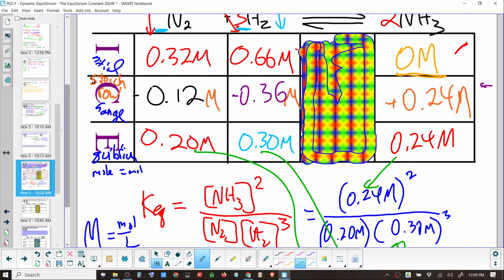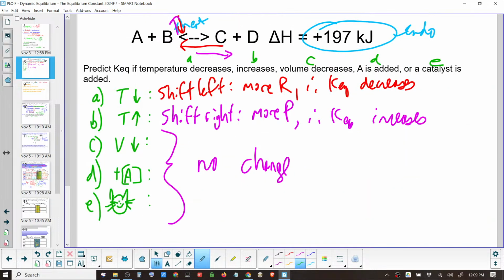How does temperature come into play then? That's what I was going to ask. Because if it's exothermic or endothermic, does it change? Temperature is the only thing that will change the K value itself.